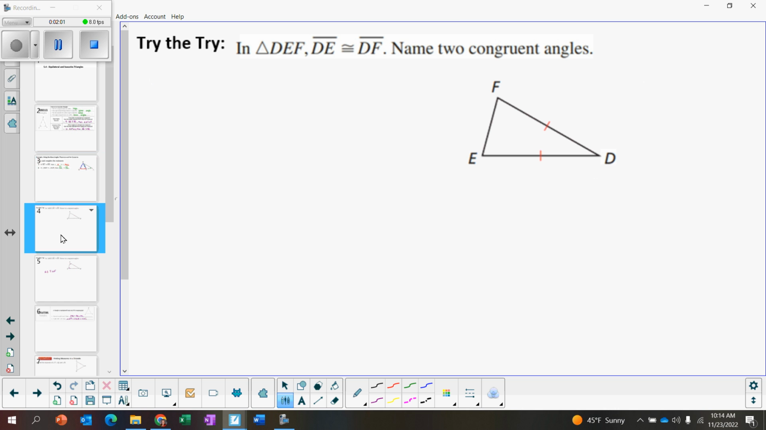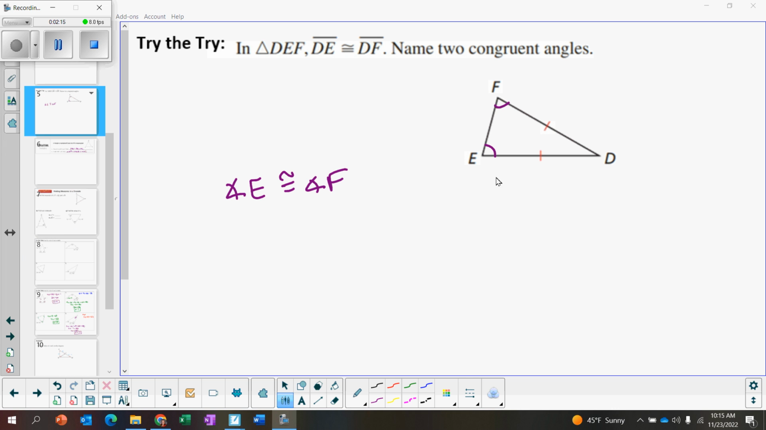So you go ahead and try the next one. We are given that segment DE is congruent to segment DF. Name two congruent angles in this picture. Pause when you're ready to see the answer. All right, so we see that angle E would be congruent to angle F because those are the base angles.